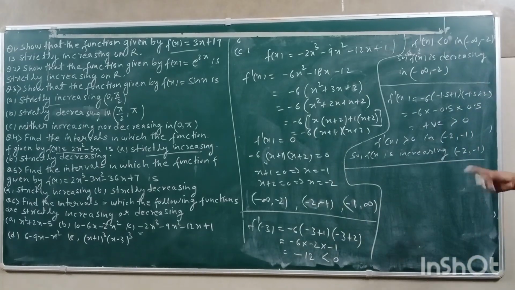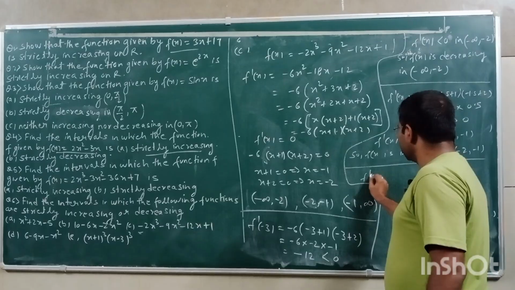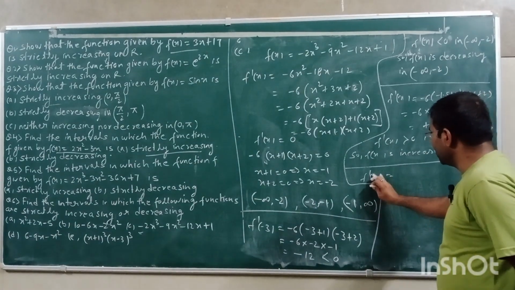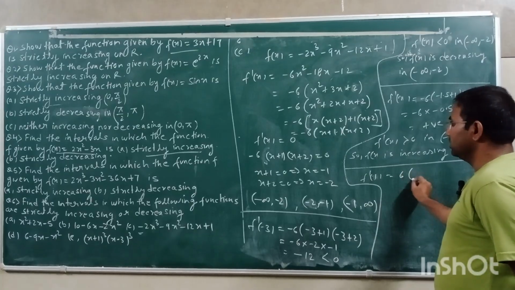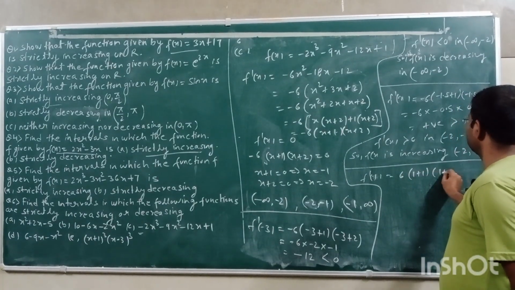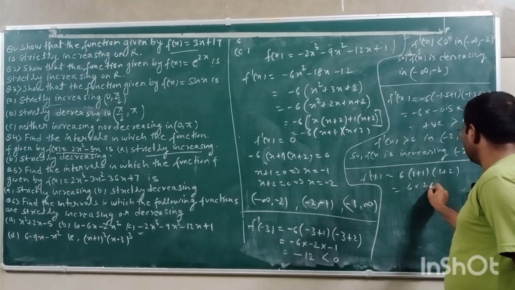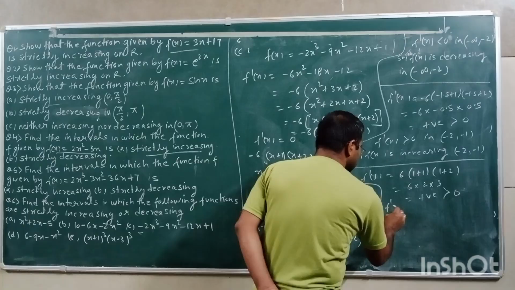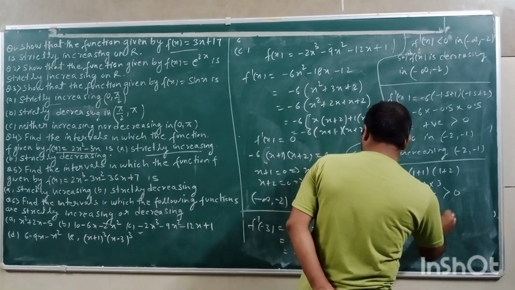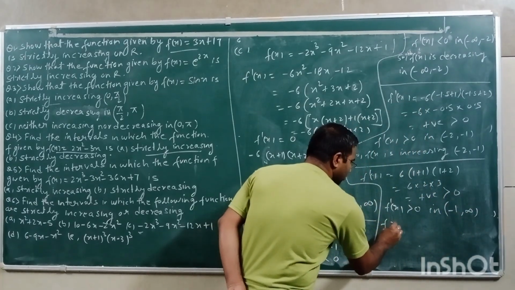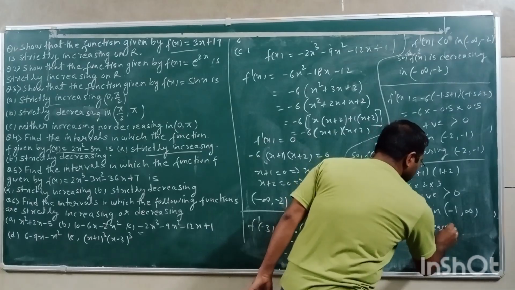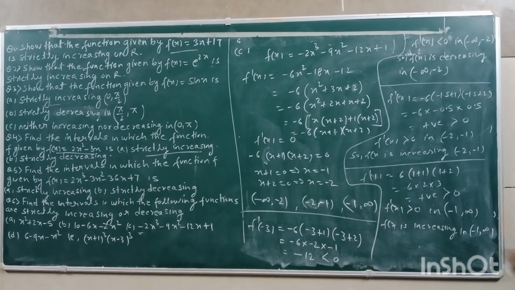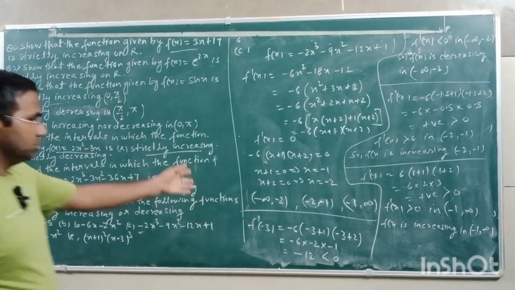So see here, first decreasing then increasing. Now we will check the last interval. Suppose you are taking the positive value 1. On putting 1, 6 into 1 plus 1, then 1 plus 2, so 2 into 3. A positive value is coming, which means greater than 0. Again you will write f dash x is greater than 0 in the interval minus 1 to infinity. So f(x) is increasing in minus 1 to infinity. In this way you will write, telling whether the function is increasing or decreasing in which interval. So see here, we have written.